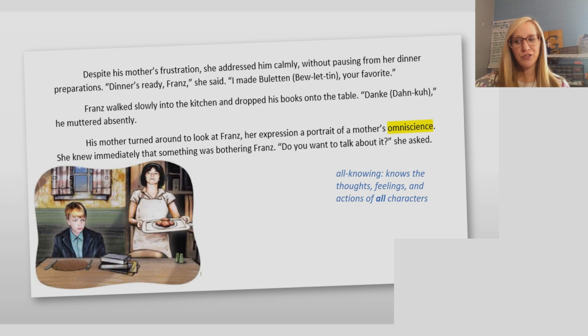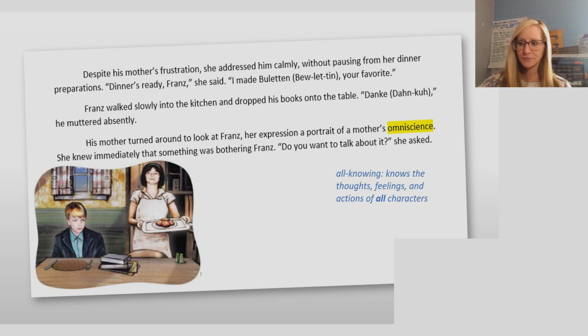Despite his mother's frustration, she addressed him calmly without pausing from her dinner preparations. Dinner's ready, Franz, she said. I made Buletten, your favorite. Franz walked slowly into the kitchen and dropped his books onto the table. Danke, he muttered absently. His mother turned around to look at Franz, her expression a portrait of a mother's omniscience. She knew immediately that something was bothering Franz. Do you want to talk about it?